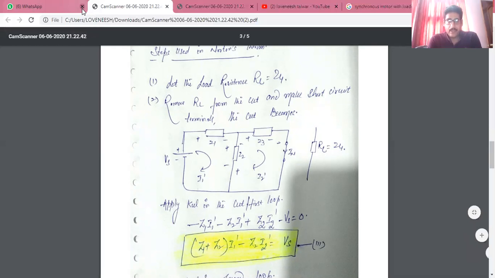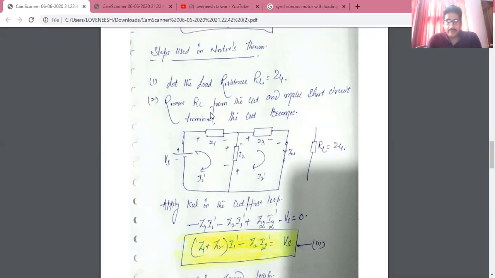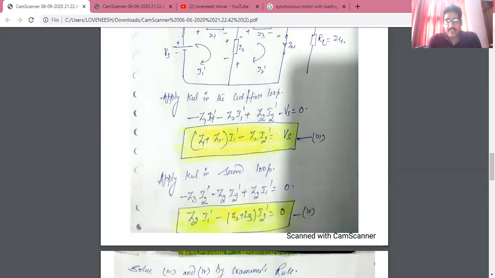Clear? Now I have to apply KVL in the first loop, so we get an equation like (Z1 + Z2) I1' - Z2 I2' = Vs, equation number 3. Similarly, I can apply KVL in the second loop, so we have Z2 I1' - (Z2 + Z3) I2' = 0. Again, we have two equations.